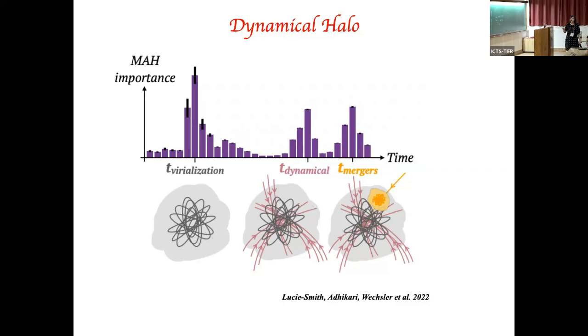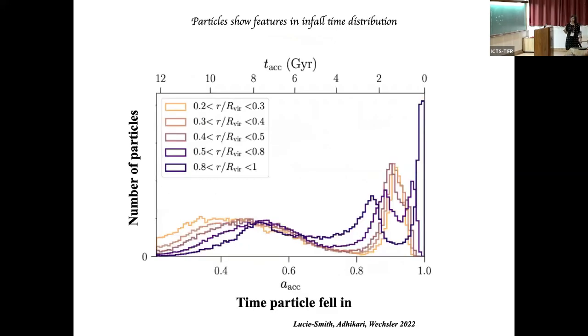And there are also oftentimes, particularly for clusters, very recently falling mergers that are creating this other peak at the latest time. Actually, even if you did not use machine learning, and you just took a dark matter halo, took all of its particles and asked when they fell in, and plotted the distribution at every radius, you'd see these three timescales. You see three separate timescales that are clearly distinguished inside the dark matter halo.